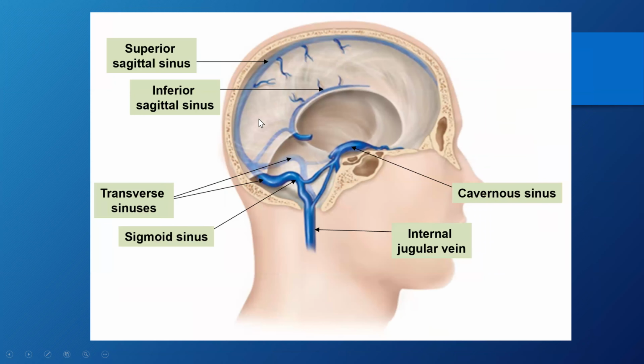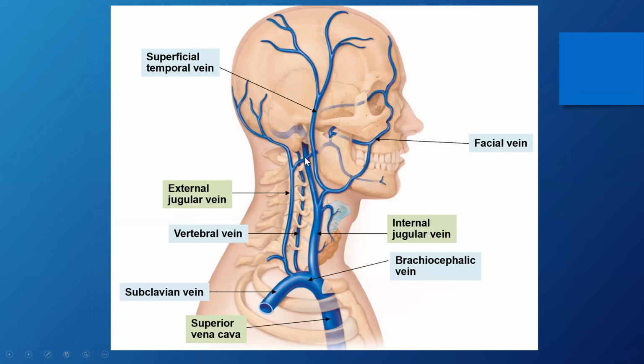And of course, here's how we collect blood from the brain. In the brain, we have blood vessels that we call sinuses. Sinus just means a flat vein. So we have superior sagittal sinus, inferior sagittal sinus, transverse sinuses, cavernous sinus, sigmoid sinus, and they all drain blood into internal jugular vein. And then you can see this is internal jugular vein, draining blood into brachiocephalic vein, and then into superior vena cava.